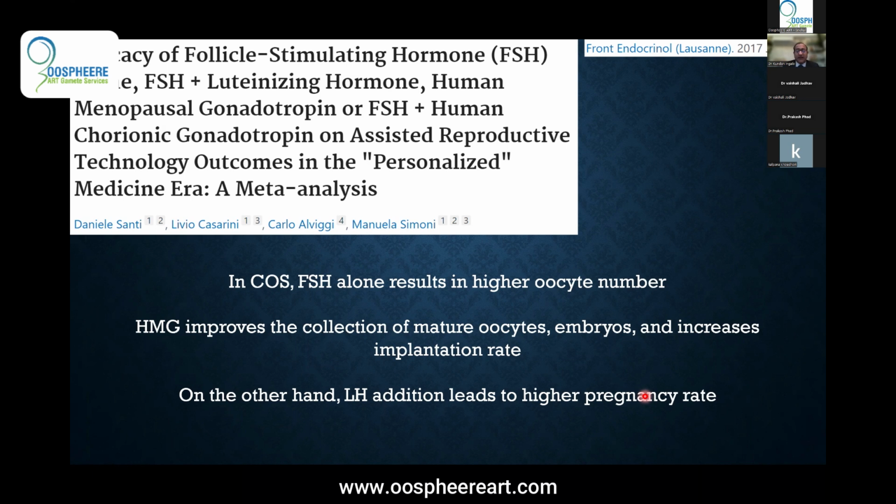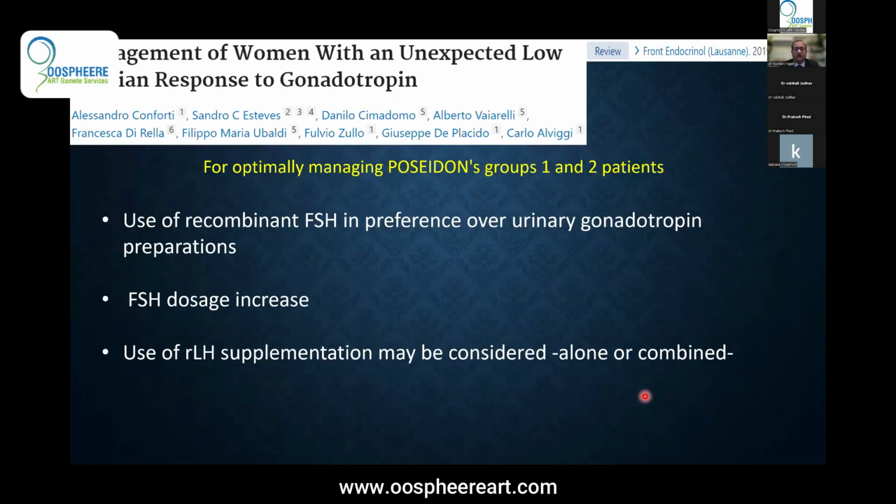Now, when you add LH, this meta-analysis says LH addition will lead to a higher pregnancy rate, because LH also plays a very important role in the late follicular phase for cytoplasmic maturation. So whenever you see a lower ovarian response on FSH by day 5, especially in those young poor responders, you can add LH there. Otherwise, you don't need to add LH right from the second day.